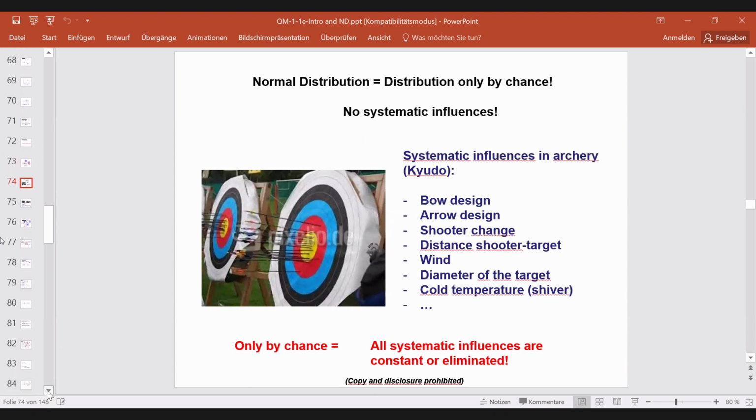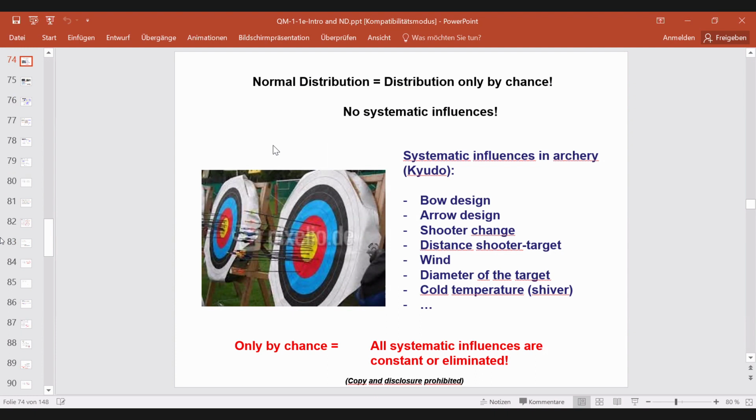Well, a normal distribution means you have no systematic influences. The distribution is random. You have a random distribution, so it's only by chance. This means there's no systematic influence. What is a systematic influence?